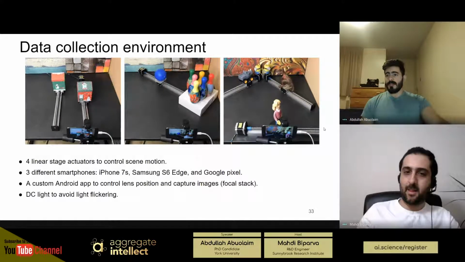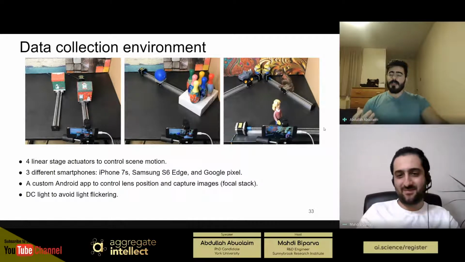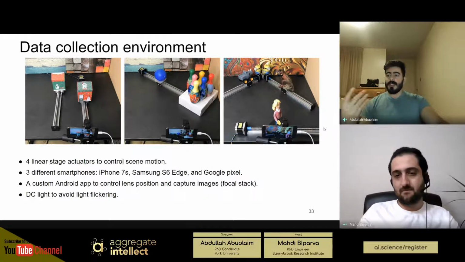To start the efforts, first we need to prepare an environment where we can introduce some scene dynamics, control the scene motion, and repeat scenes for different cameras. So what we did, we prepared this environment where we had 4 linear stage actuators to control scene motion using microcontrollers like Arduino. These actuators are synchronized with an Android application that controls the smartphone camera lens, such that we can move the lens with respect to the scene motion and repeat the scene scenarios. Also, we tested different smartphone cameras.